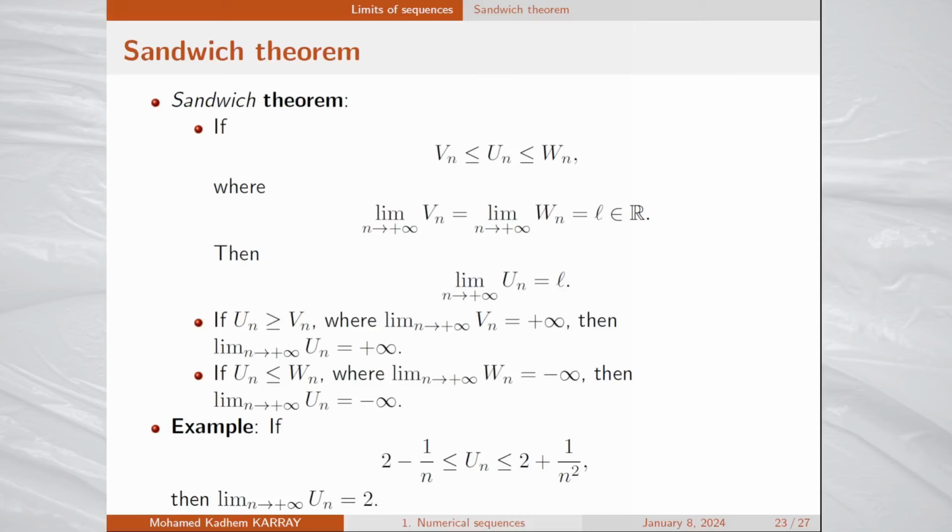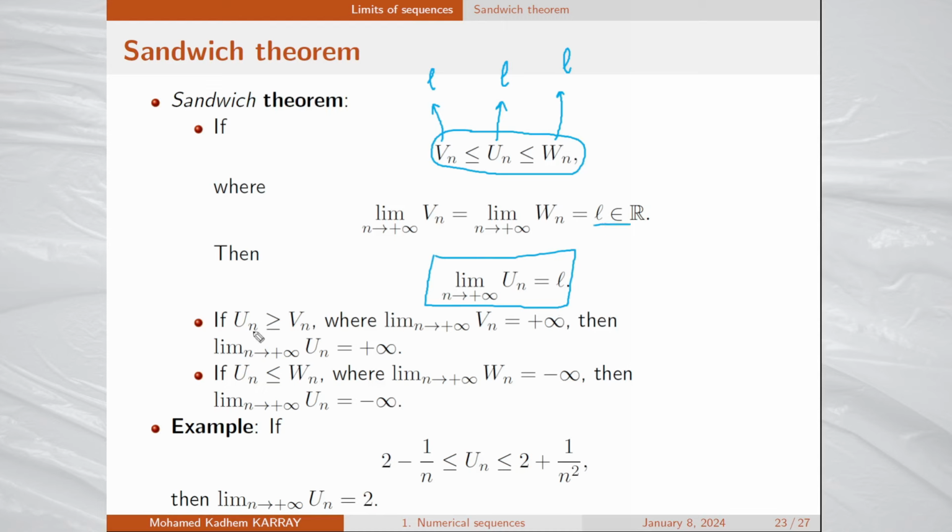We now state an important theorem called the sandwich theorem. It says that if a sequence u_n is between two other sequences v_n and w_n, such that the sequence v_n converges to some real number L, and w_n also converges to L, then in this case, the in-between sequence u_n necessarily converges to the same limit L. This is the final result of this theorem. So this is when the limit L is a real number.